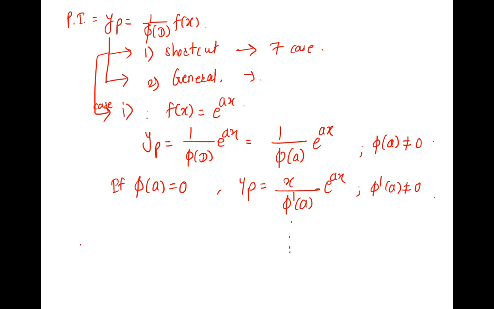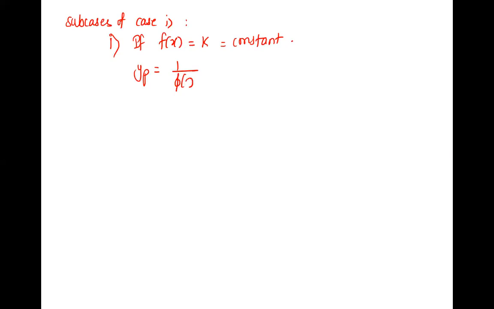Now in that, we can see some sub cases of case 1. Say, if f of x is k, k is any constant. So how can we write yp? yp is 1 upon phi D into k. Now if there is only k and k is a constant, how can we apply the case on it? We can convert it into e and we can solve.